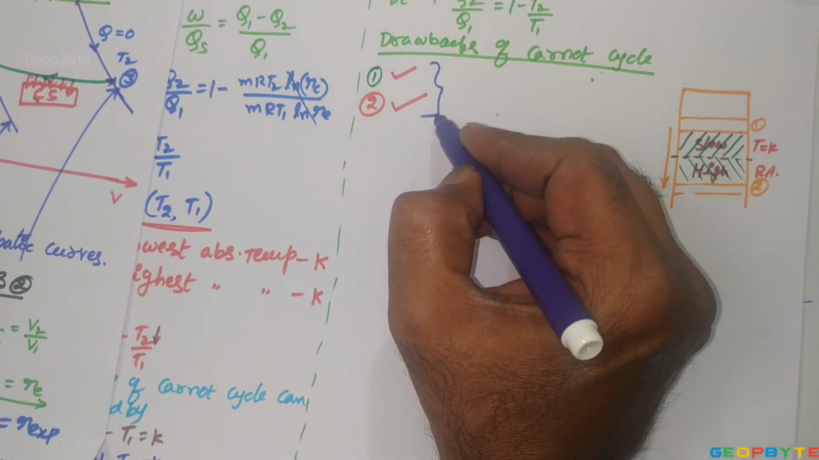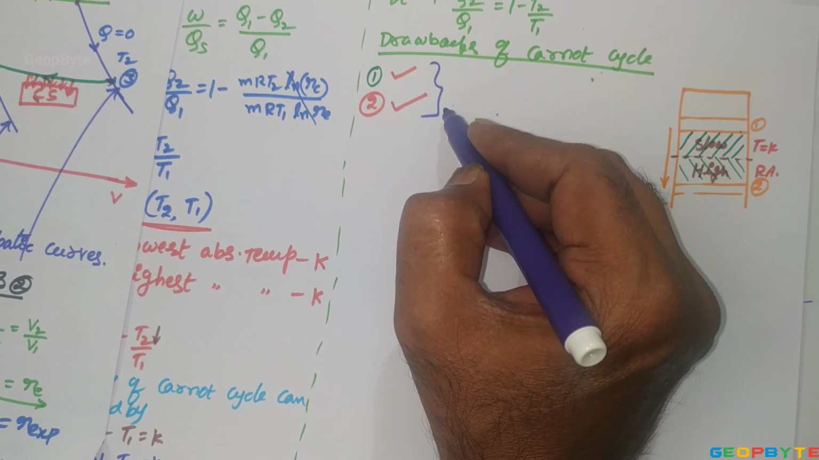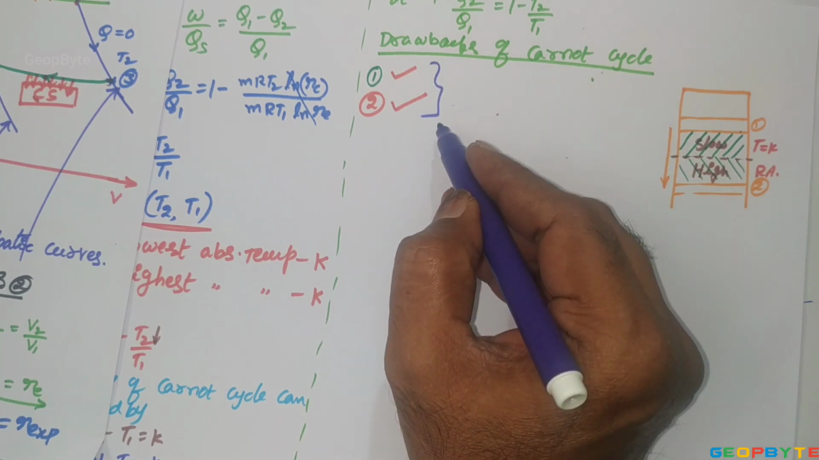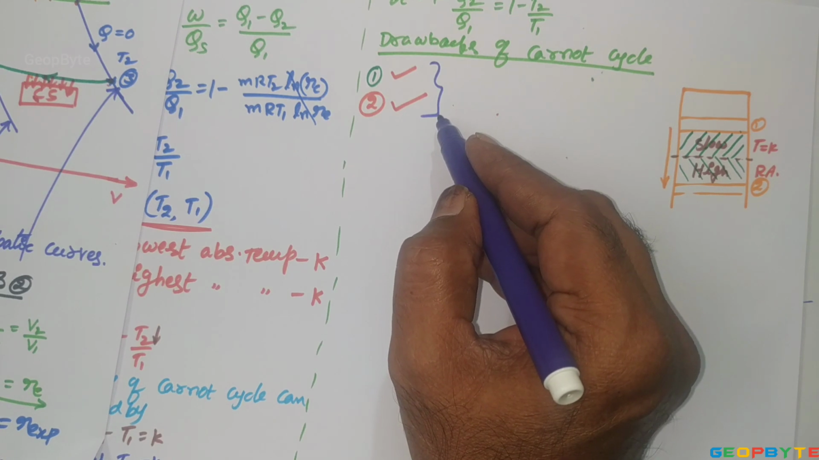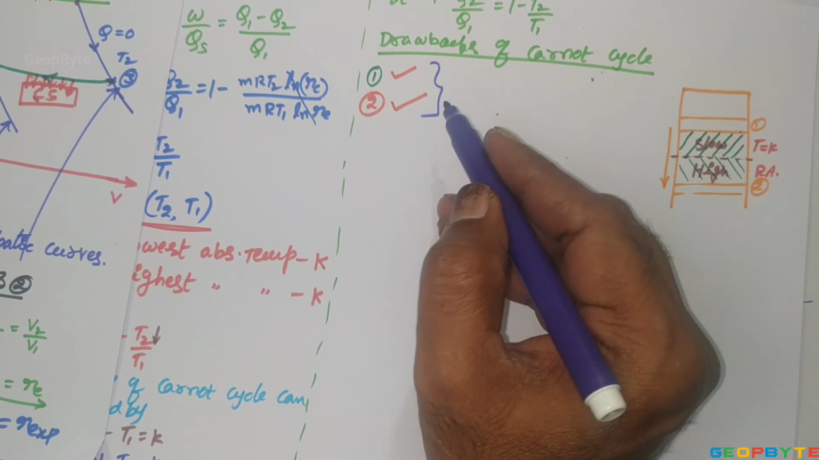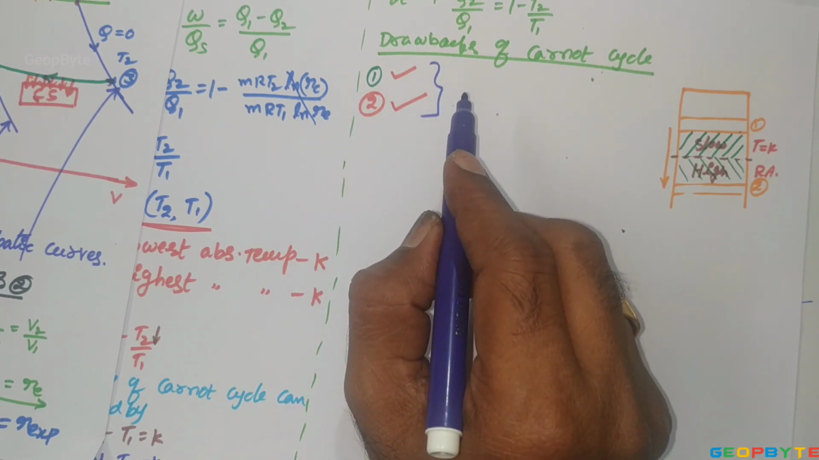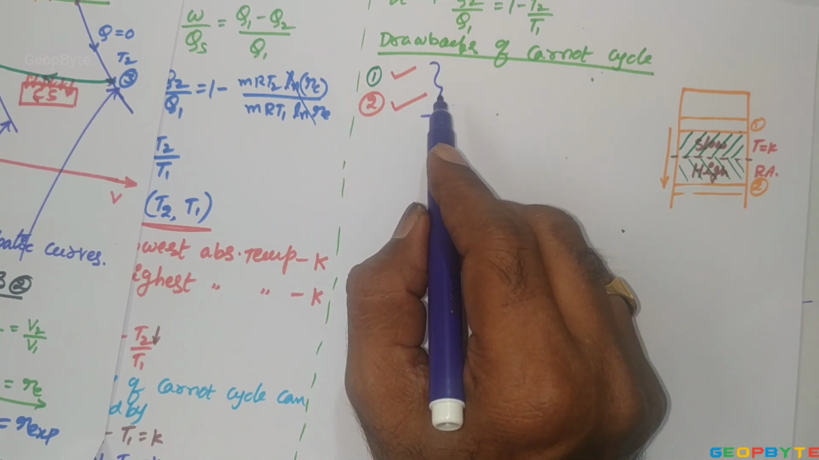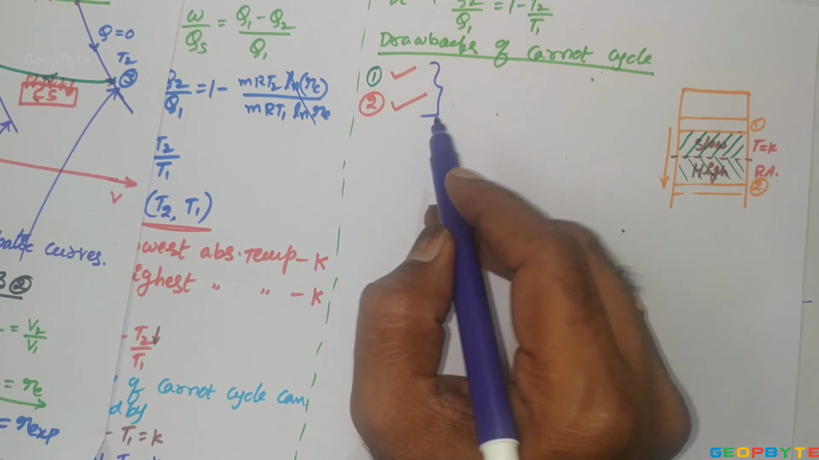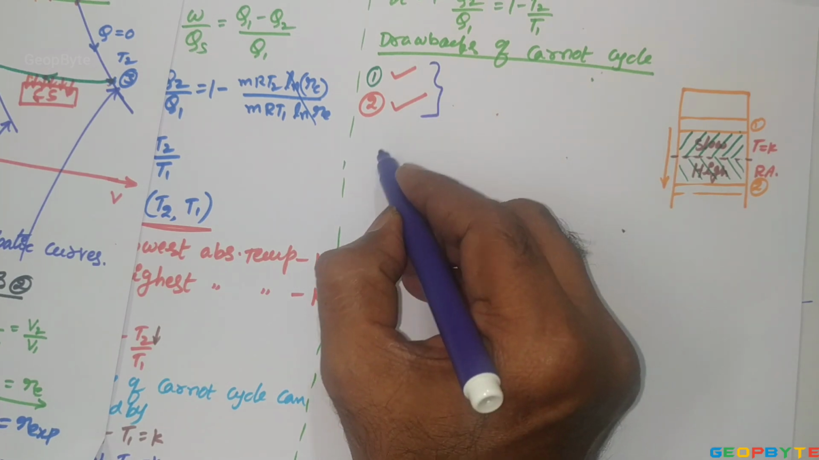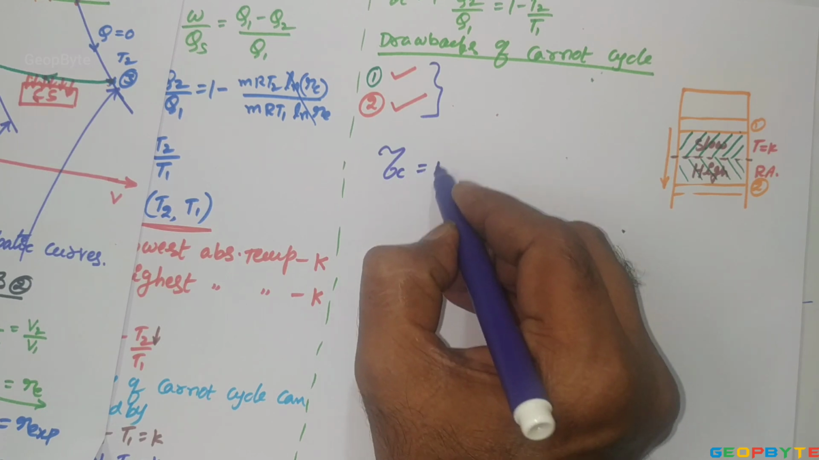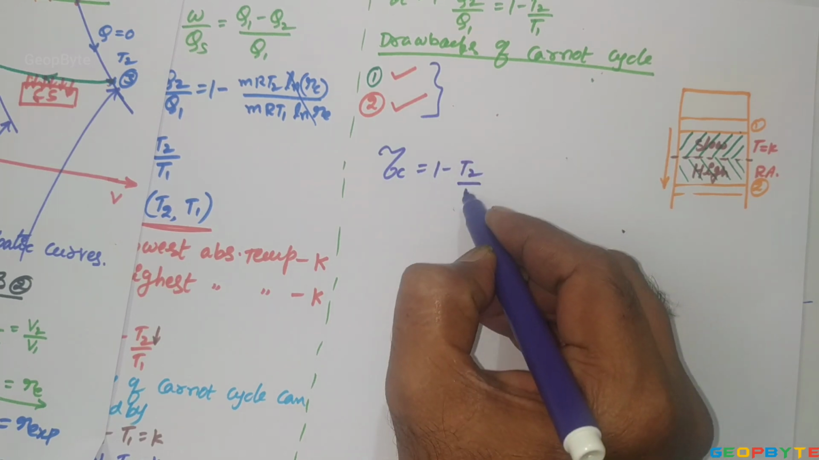Because of these two drawbacks, Carnot cycle is treated as an ideal cycle or theoretical cycle or imaginary cycle. That means no heat engine can be constructed to work on the Carnot cycle. Since it is an imaginary cycle, efficiency is 1 minus T2 by T1.